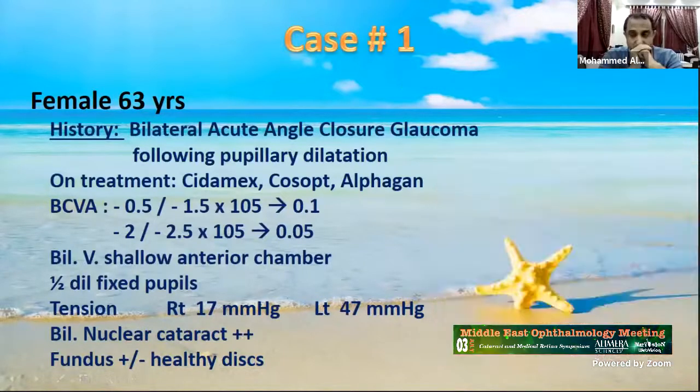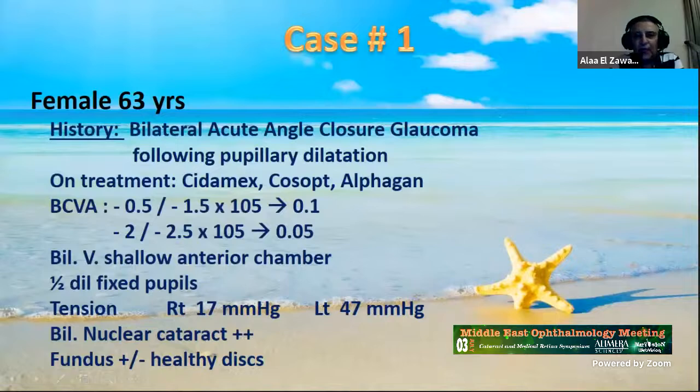Okay, I will present some cases, and I would like to have your opinion, and don't hesitate to share with me your experience in such cases. My first case is a female, 63 years old, having bilateral acute angle closure glaucoma following pupillary dilatation in some place. This poses a question of pupillary dilatation, and we have to look at the anterior chamber before doing such a procedure. She was on treatment, taking Diamox, 2 tablets per day, Cosopt and Alphagan.